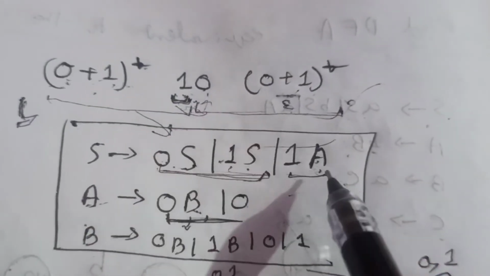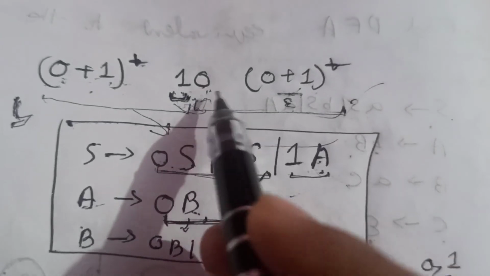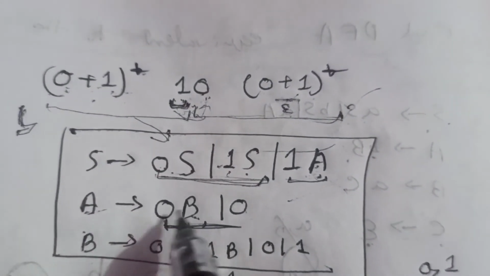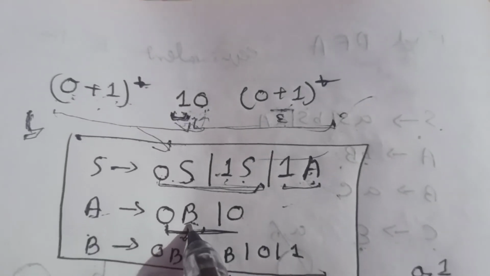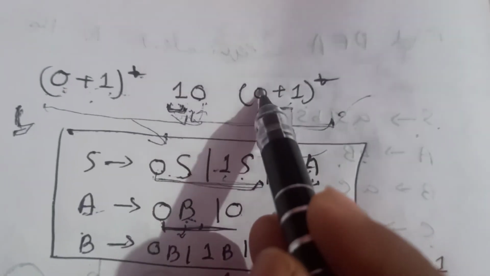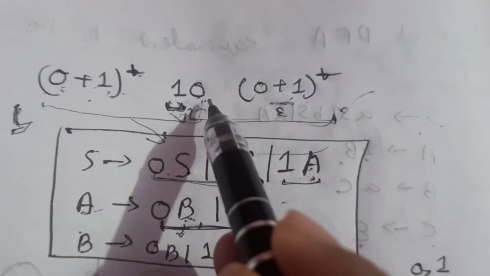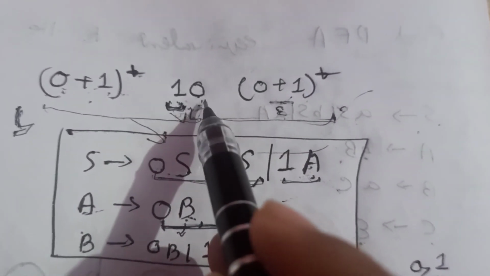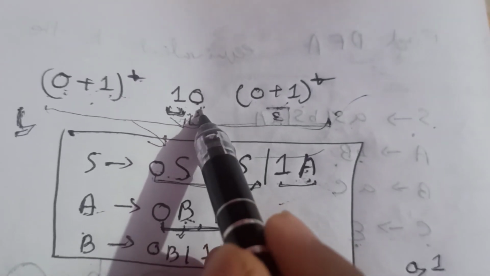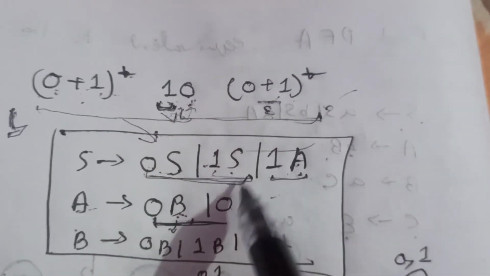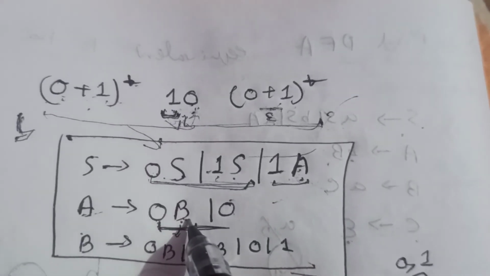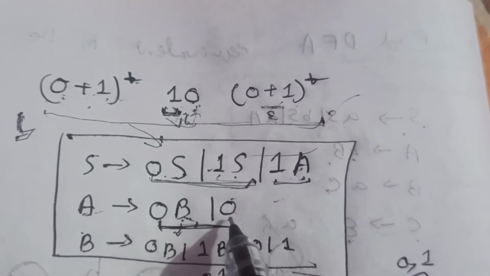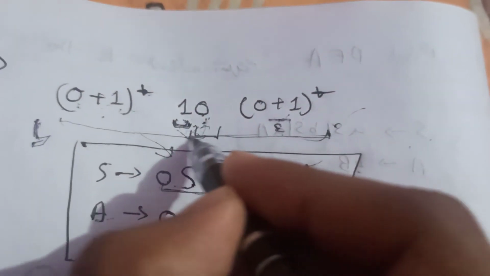So see, from state A, if it receives input symbol 0, it will reach another new state B. And if this value becomes null, then after receiving this 0 only, the string will be accepted. So this means that the state we are reaching after receiving input symbol 0 will be the final state. So if this state B is final, then I will have to write the terminal part also. So this is done. Up to this part it is done.